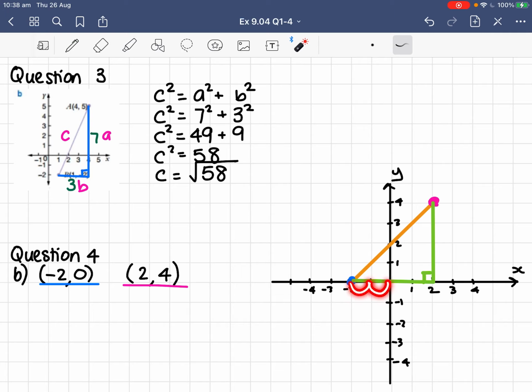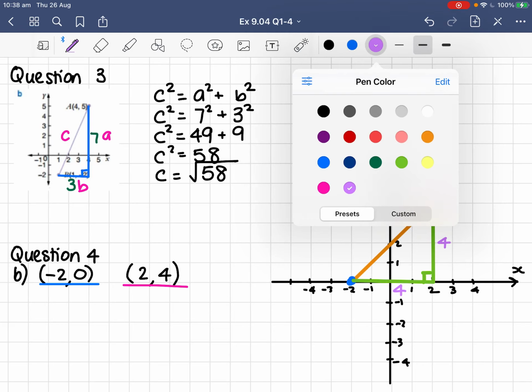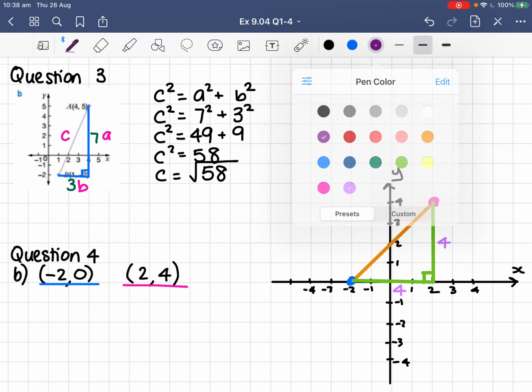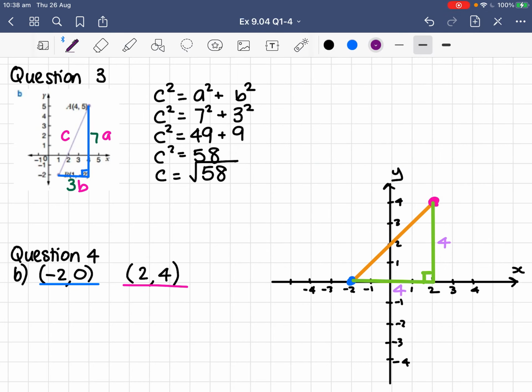So the distance of our horizontal is 1, 2, 3, 4. Let's just add some more colors in here. So that's a distance of 4. And then the distance of our vertical is 1, 2, 3, 4. Okay, so now we want to label our triangle with our C, A, and B.